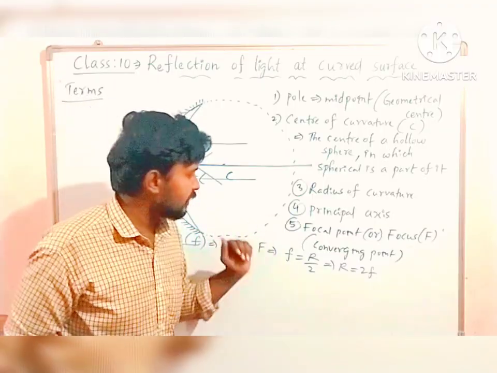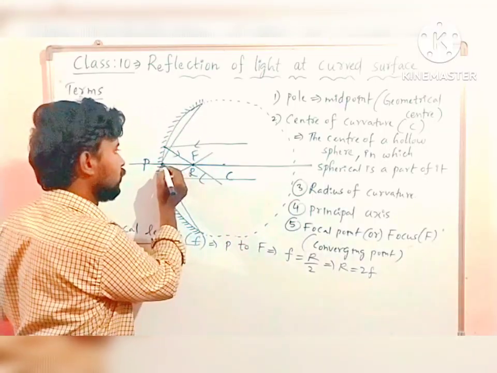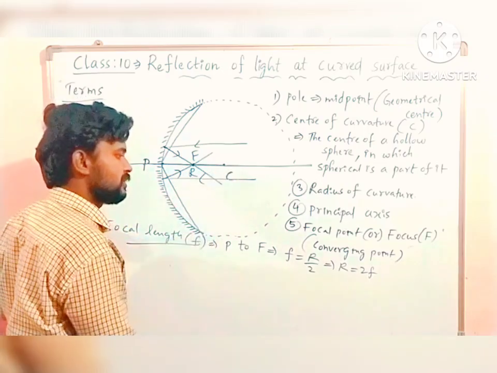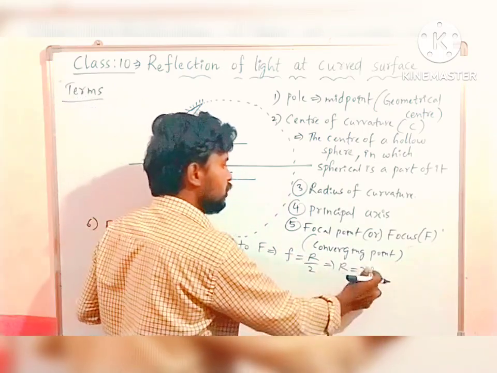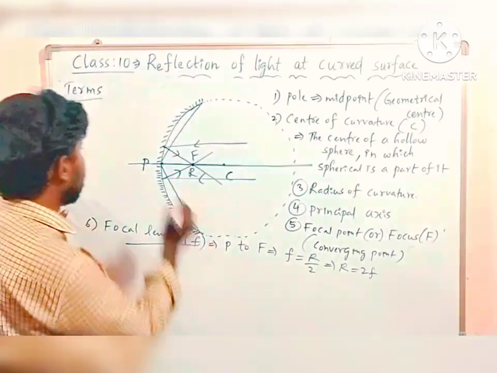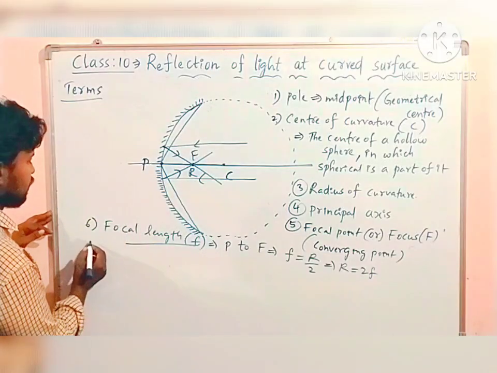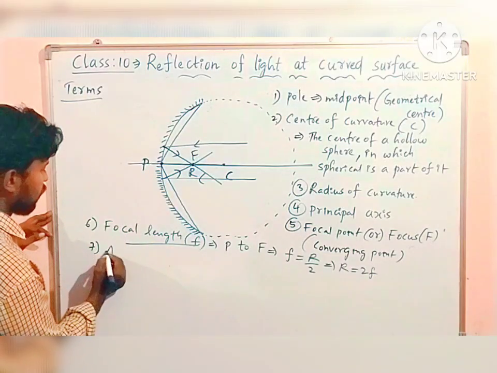Next thing is the radius of curvature. The distance from the pole to the center of curvature is called the radius of curvature. R equals 2f. Next terminology is aperture. What does aperture mean?